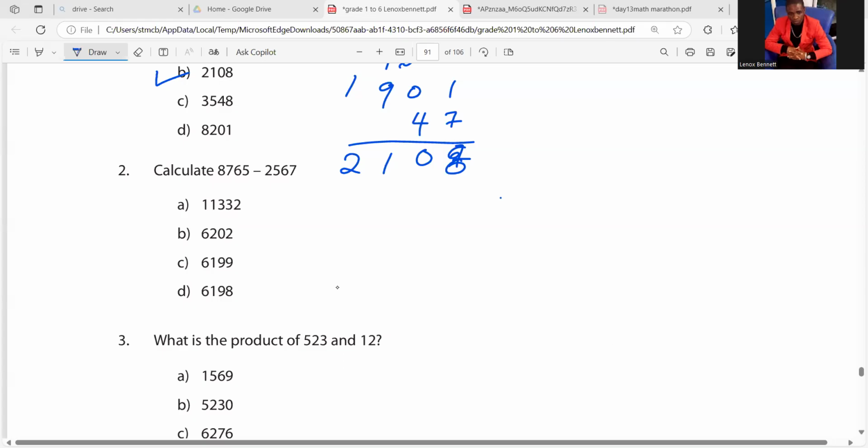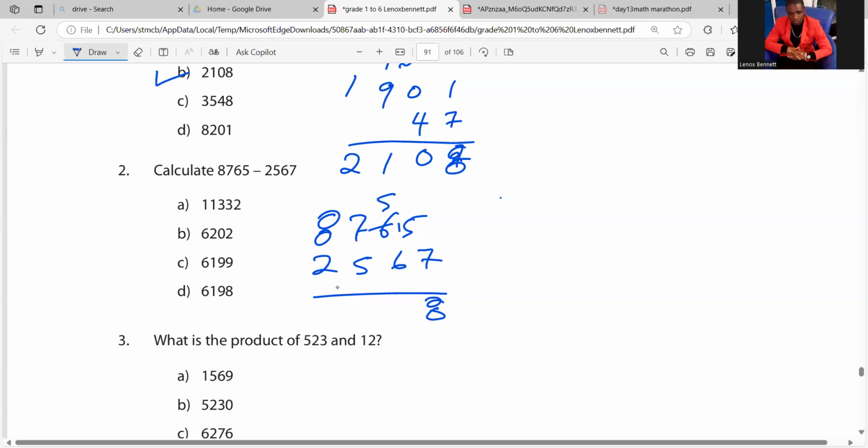Alright, let's do the subtraction. Correct, Cain. So it will be 8, 7, 6, 5, and we're subtracting 2, 5, 6, 7. 7 from 5 we can't, so we borrow. That leaves 5. 7 from 15 leaves 8. 6 from 5 we can't, so we borrow again. 6 from 15 leaves 9. 5 from 6 leaves 1. And that's 6,198. Alright, let's move on to 3.